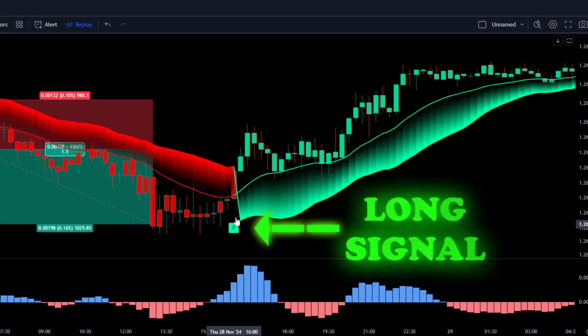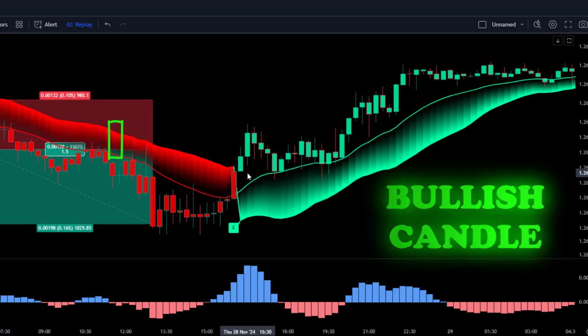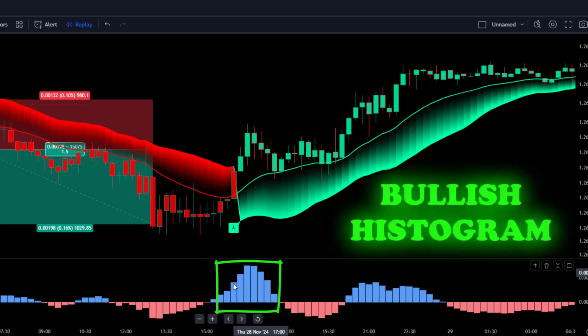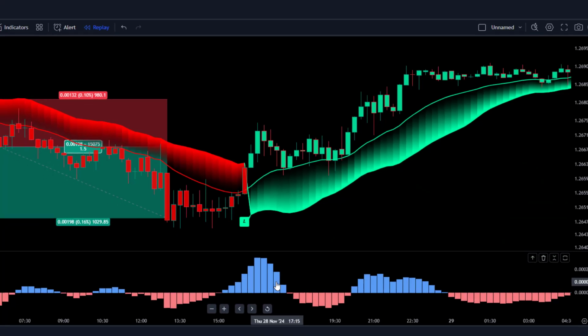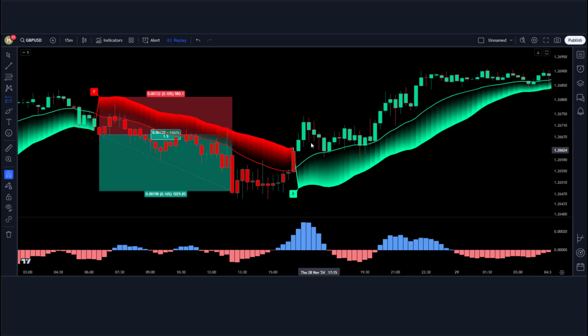When the Adaptive Trend Flow indicator gives a long signal and the plot line turns green, when the market has formed a bullish candle, and when the Adaptive MACD indicator creates a bullish histogram, if this condition is fulfilled, then we will place a buy order.